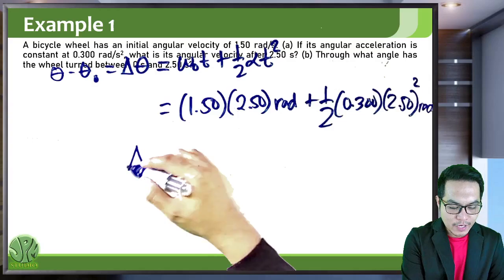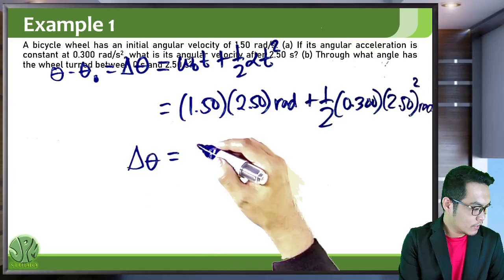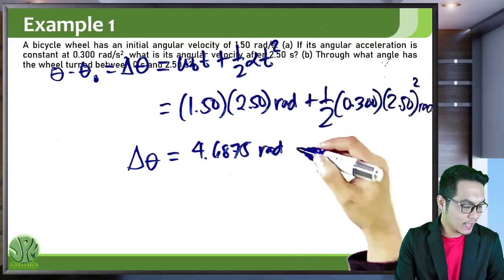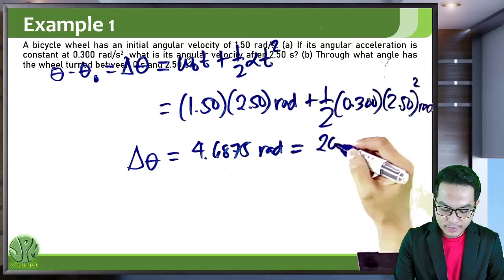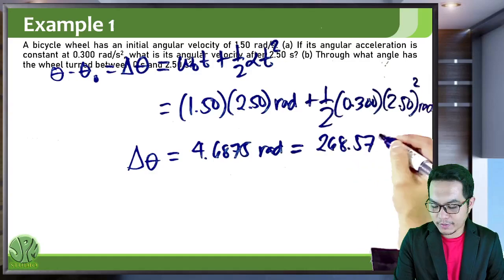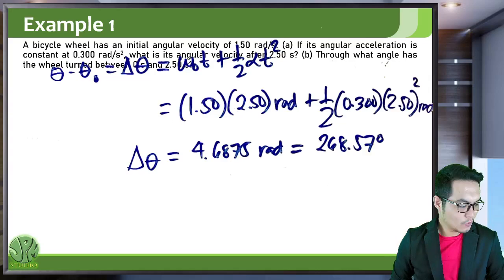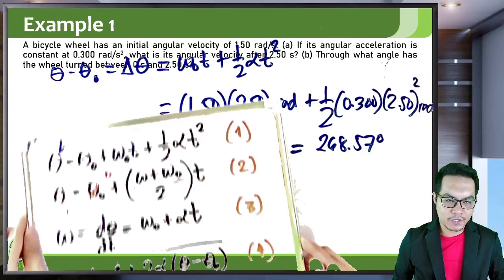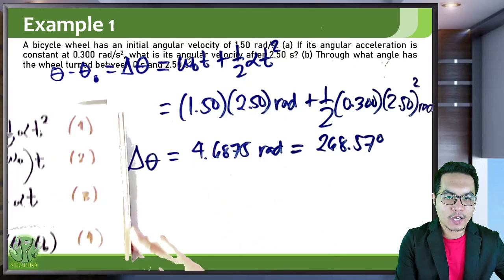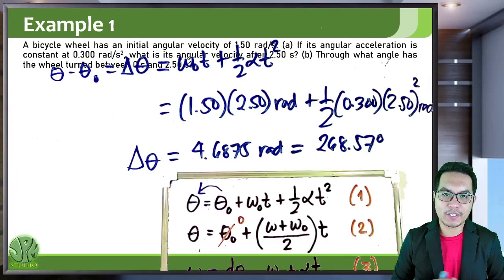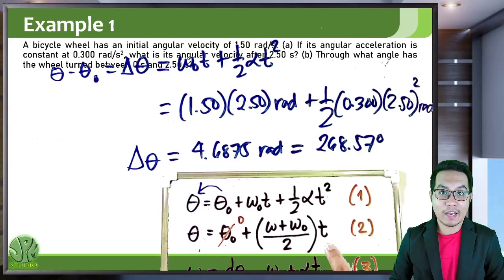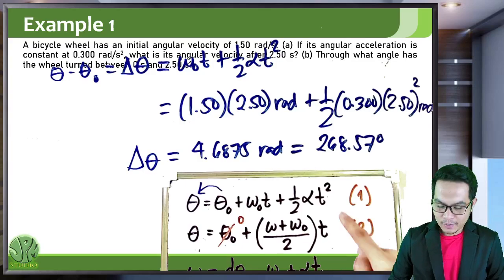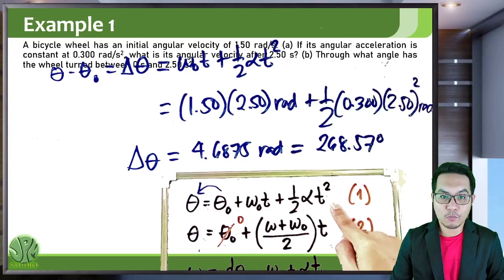So you will get the same result. You will get 4.6875 radians as in the previous lesson, and this is still equivalent to 268.57 degrees. Now, what is the difference, or what is the advantage of using either of the two equations, equation 1 or equation 2? In the previous lesson, we used equation 2. We derived this equation 2. But here, in the same problem, we use equation 1, and we have obtained the same result.